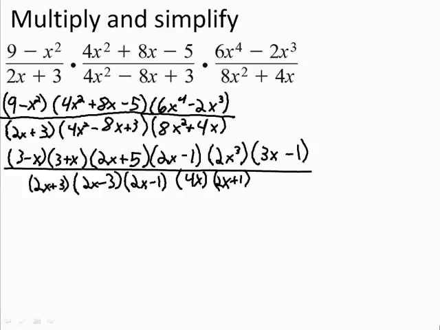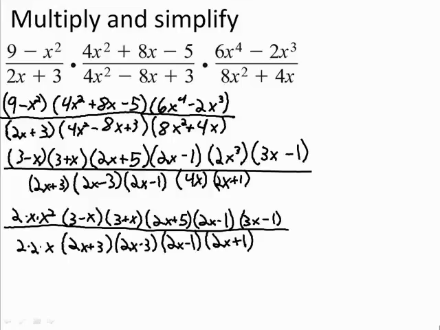9 minus x squared factors into 3 minus x and 3 plus x. 4x squared plus 8x minus 5 factors into 2x plus 5 and 2x minus 1. 6x to the 4th power minus 2x cubed factors into 2x cubed and 3x minus 1. 4x squared minus 8x plus 3 factors into 2x minus 3 and 2x minus 1. And 8x squared plus 4x factors into 4x and 2x plus 1. Write 2x cubed as 2 times x squared, and 4x as 2 times 2 times x.